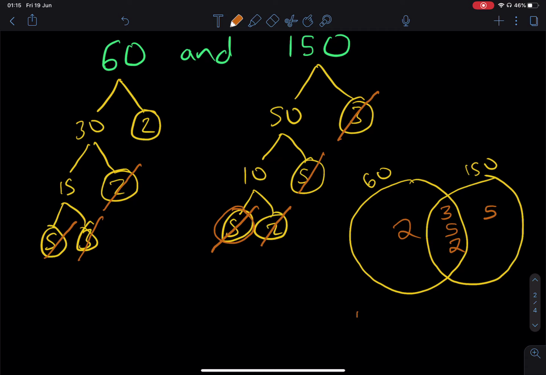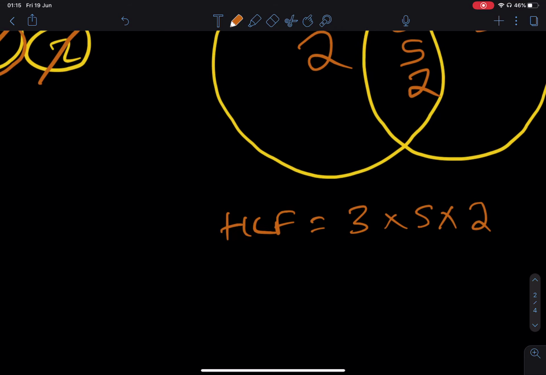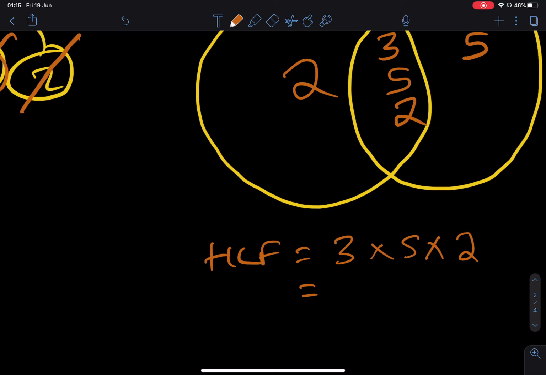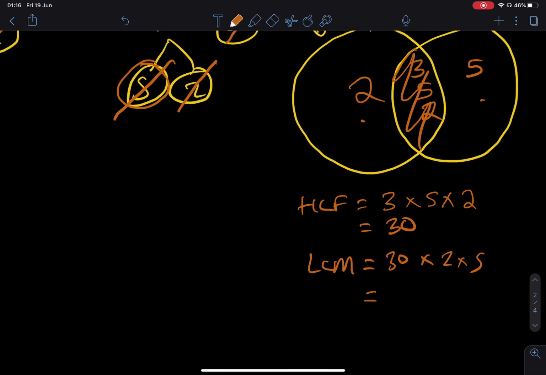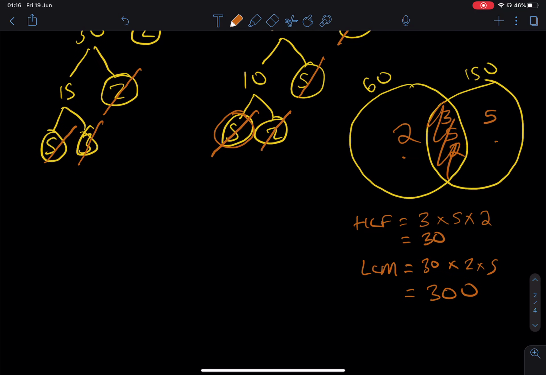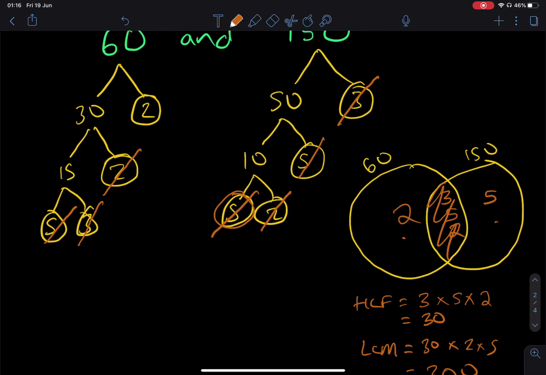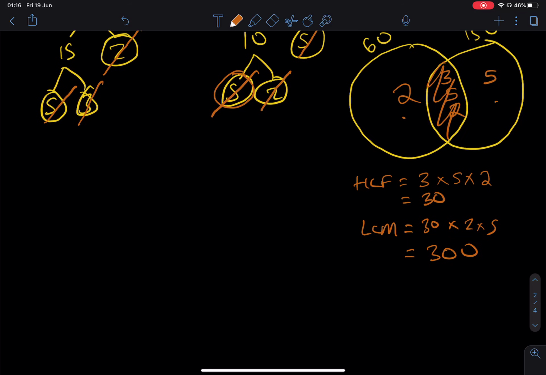And finally, to work out the HCF, you multiply everything in the middle. So 3 times 5 times 2, which is equal to 3 times 5 is 15, 15 times 2 is 30. And the lowest common multiple is 3 times 5 times 2, the middle part, so 30, times the remaining two numbers, 2 and 5. So 2 times 2 times 5. 30 times 2 is 60. 60 times 5 is 300. So the HCF and LCM of 60 and 150 is 30 and 300 respectively.